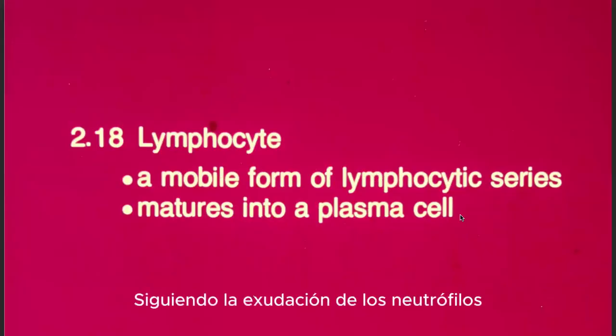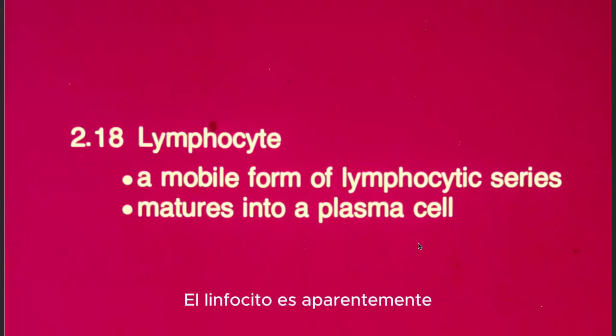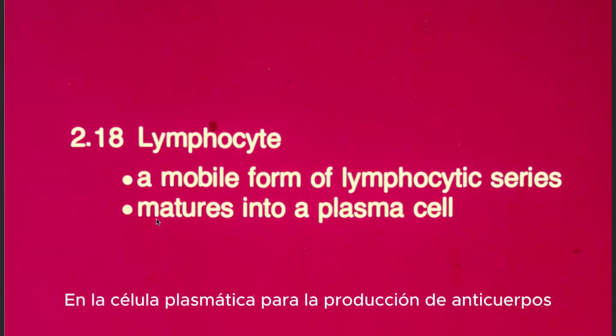Following the exudation of the neutrophils, other white blood cells will begin to leave the blood vessels, and these include the lymphocyte and the monocyte. The lymphocyte is apparently a mobile form of the lymphocytic series, and when it reaches the inflammatory reaction, it is capable of maturation into the plasma cell for the production of antibodies.